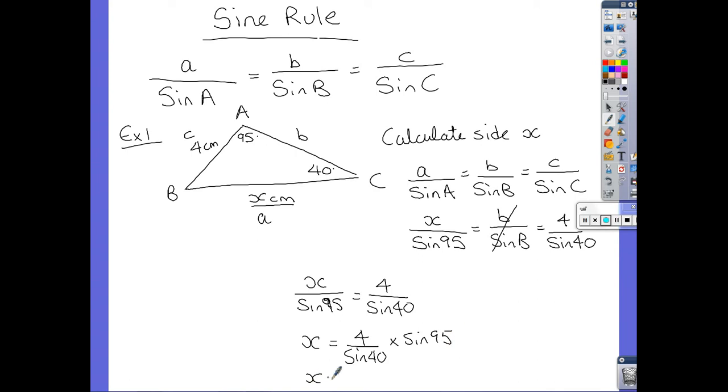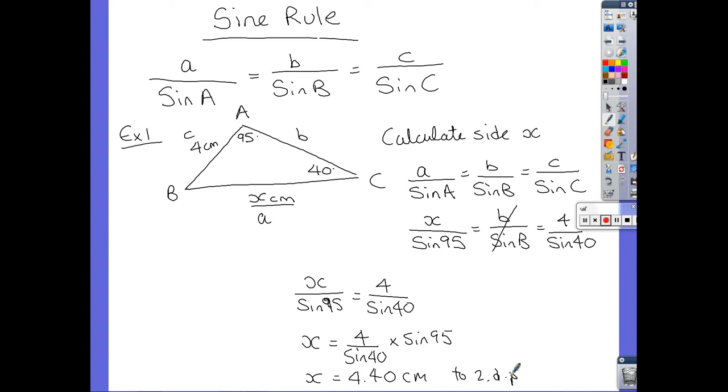And what we end up with then, when we do that calculation in our calculators, we end up with 4.40 centimetres to 2 decimal places in this case. And again, if the question doesn't tell you what to round to, you just make a sensible choice there. So we've gone for 2 decimal places there. So that's an example of finding a missing side.